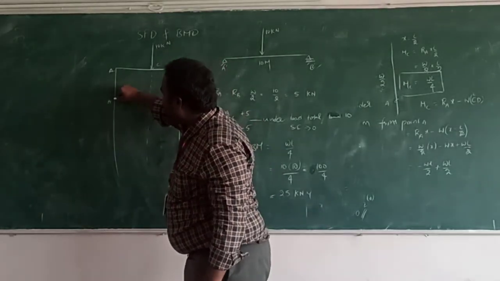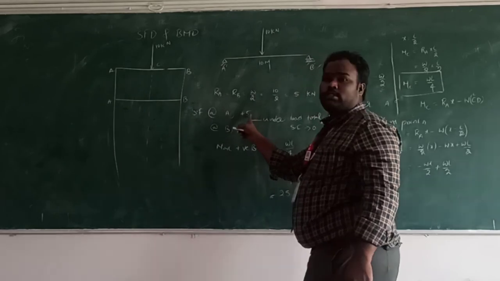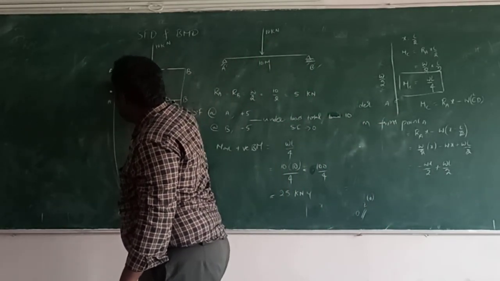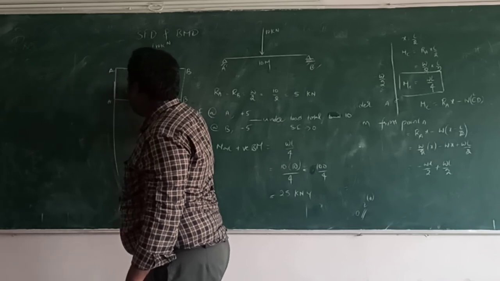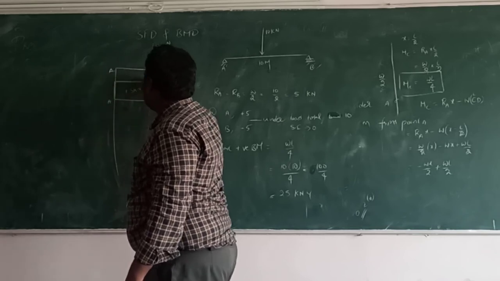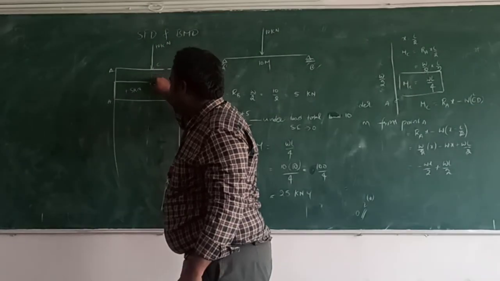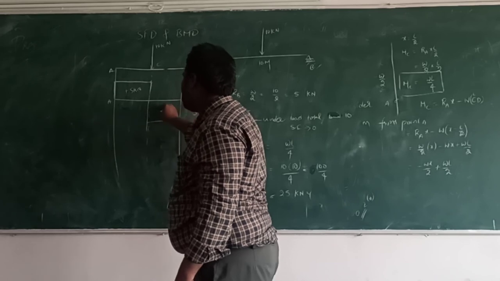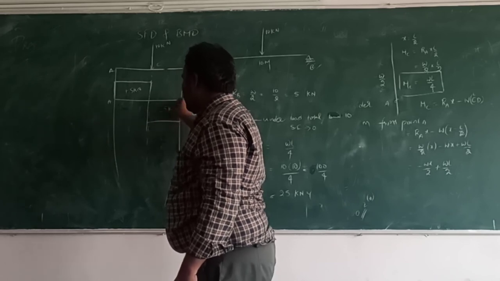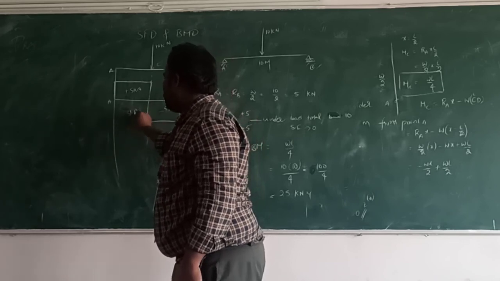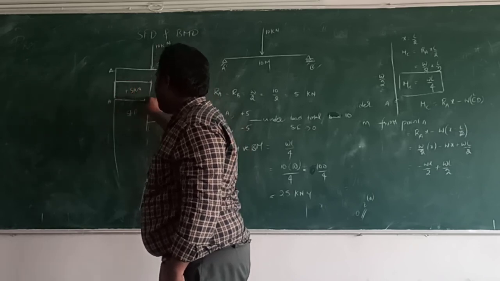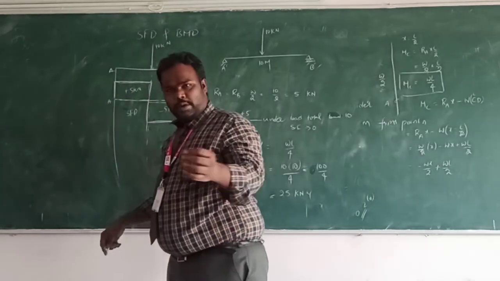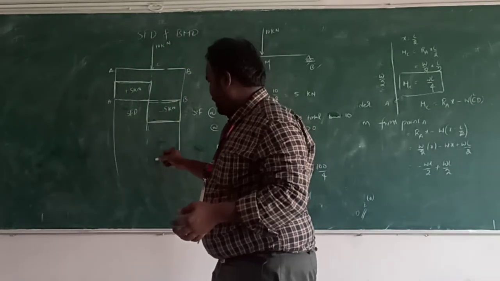So at point A, the shear force is 5 kilonewtons, positive 5 kilonewtons, up to C. At C, it becomes 0, total 10, and at B it is minus 5. It is the shear force diagram. So you get rectangles, boxes, in the shear force when a point load acts on the beam.